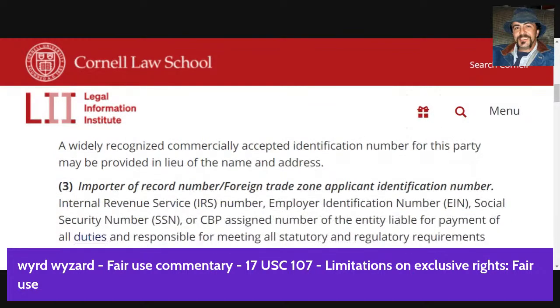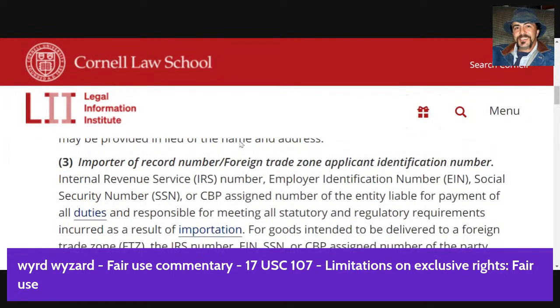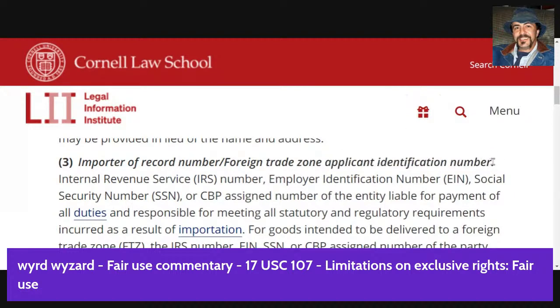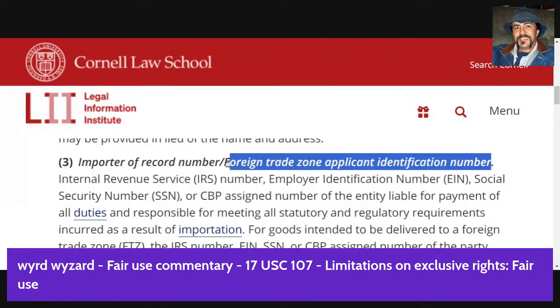Importer of record number, foreign trade zone applicant identification number. See, when you do the enumeration at birth, that's an application to enter into a foreign trade zone. Foreign trade zone applicant identification number. Federal zone. Foreign trade zone.